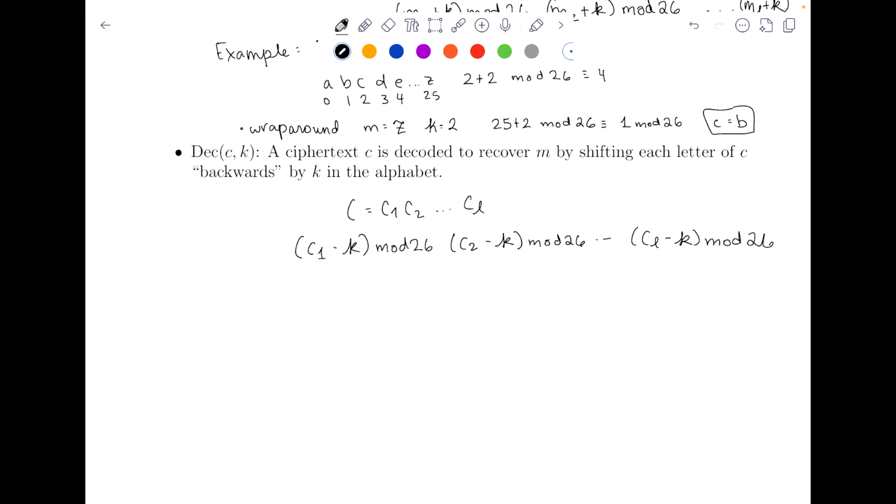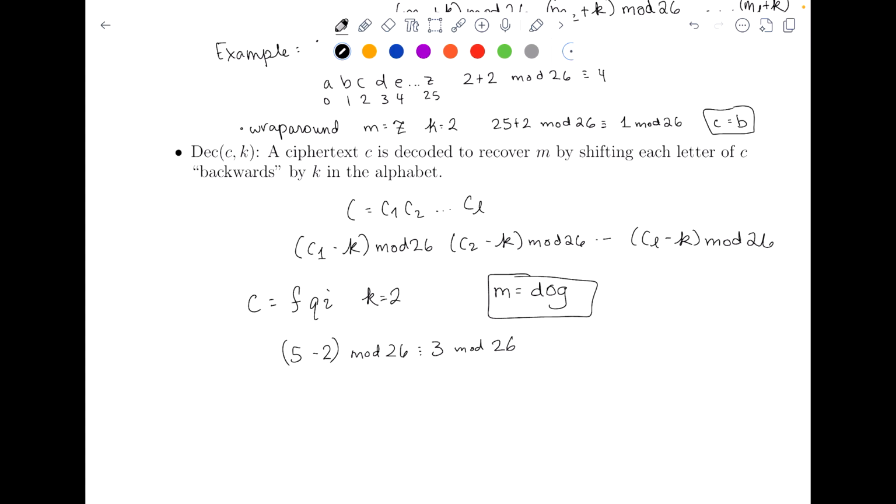So looking at an example here, let's say that my ciphertext is FQI, and I have that K is equal to 2. Then we can say, let's just shift everything over. So F is actually 5, and I'm going to do 5 minus 2 mod 26, and that is, of course, 3 mod 26. That's going to be D. And if I do that for each letter, I'm going to find out that this original message is going to be dog.